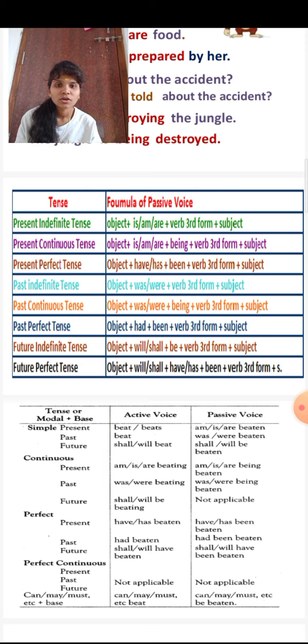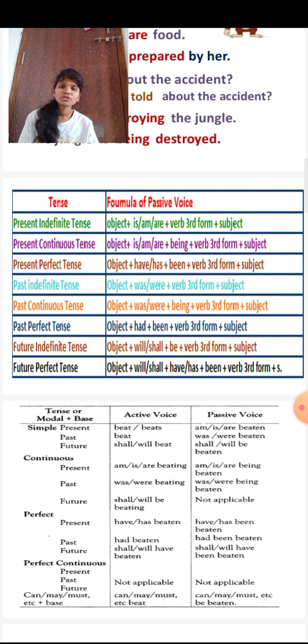Object plus was or were plus being plus verb third form plus subject again. And next, past perfect tense. For that: object plus had plus been plus verb third form plus subject. And future indefinite tense: object plus will or shall plus be plus verb third form plus subject.